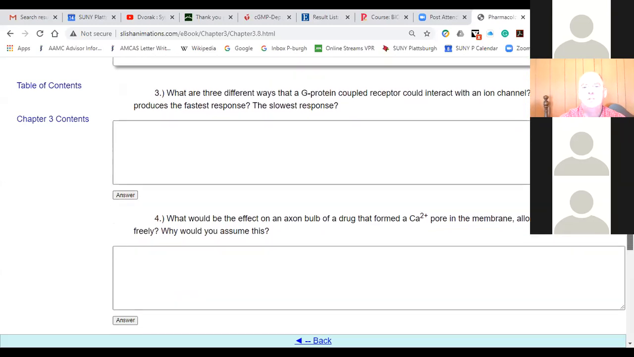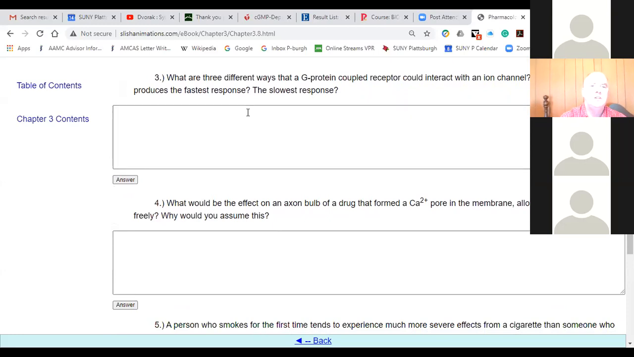Can you explain what the G protein is? So the G protein is involved in metabotropic receptors, and it's between the receptor and the ion channel. So it's just an intermediary protein. It's either between the receptor and an ion channel, or the receptor and the enzyme that produces cyclic AMP. It's an intermediary there. Okay?